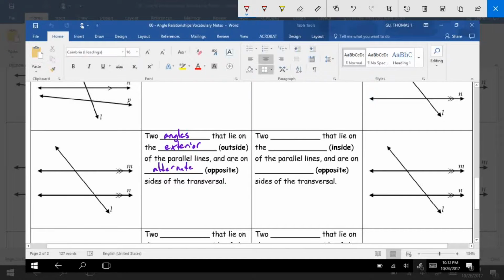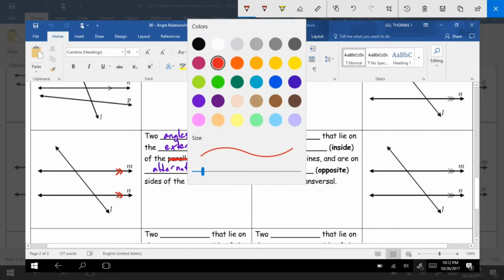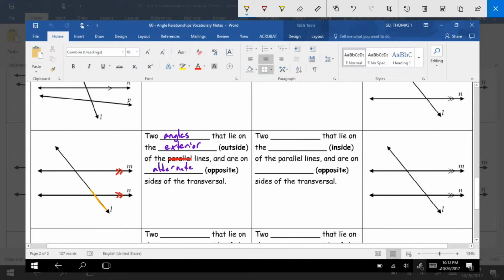So let's erase this word parallel. It doesn't have to be parallel, but it can be. But in our picture, are these lines parallel? Yes, they are, because we see the hooks right here. So where's the transversal? It's going to be line L right here.